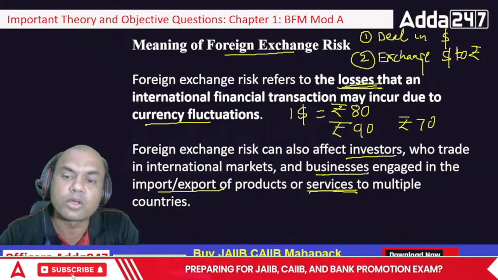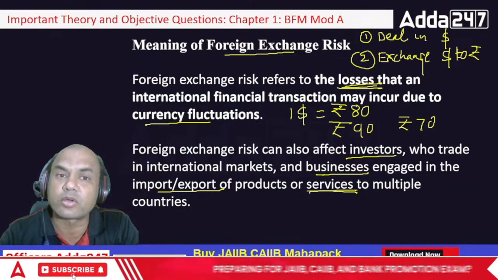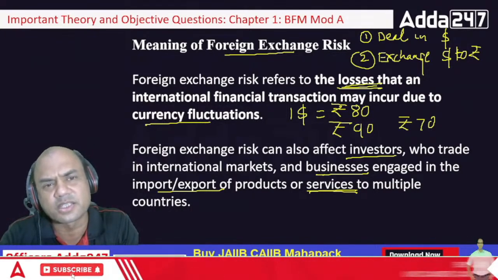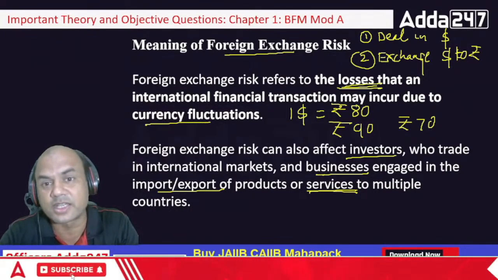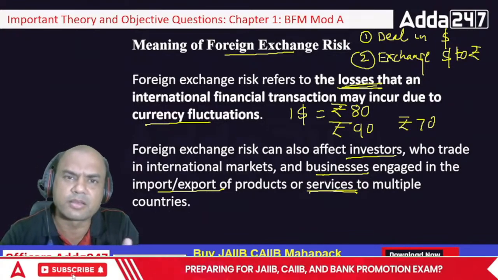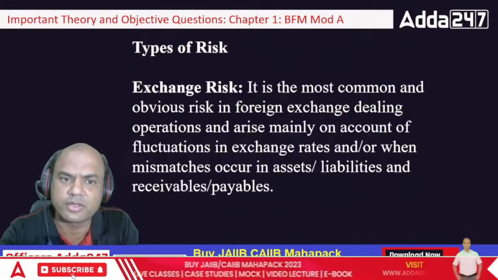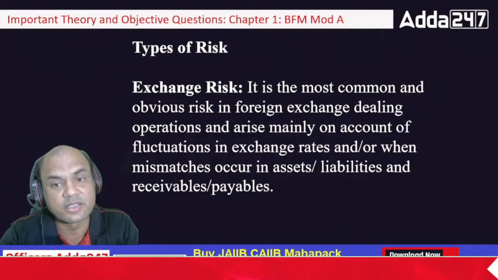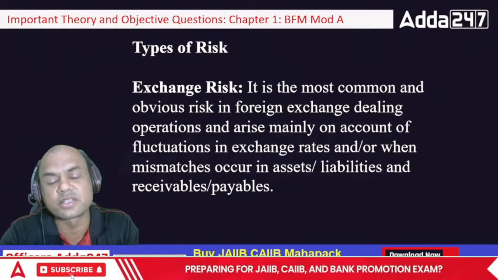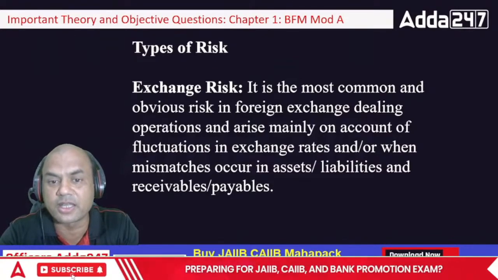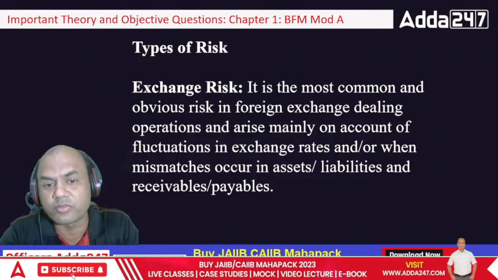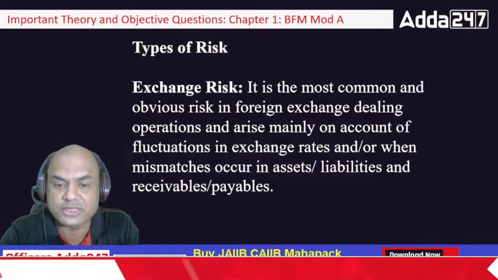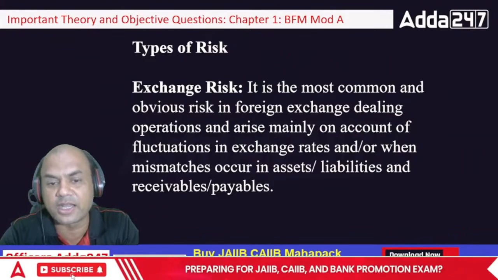Okay. So who are the main sufferers or main elements affected? On a major scale, one is the investor, second is businesses. These two are the main elements over here. Okay. What are the types of risks? One is exchange risk. It is the most common and obvious risk in foreign exchange dealing operations and arises mainly on account of fluctuations in exchange rates and or where mismatches occur in the asset liabilities and receivable payables.